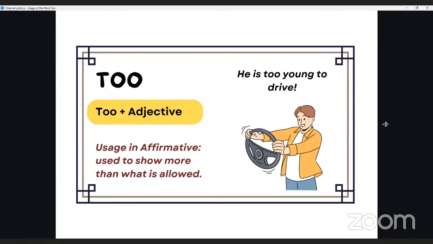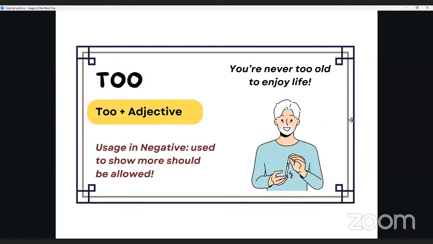So when we place a too before the adjective, we're increasing, estamos incrementando, estamos haciendo más grande ese adjetivo. He's not only young, no solamente es joven para manejar, es muy joven para manejar. We're increasing that adjective. We're giving it a bit more emphasis. We're increasing the amount of what the adjective is describing. So that's the too with an adjective, and let's see the usage in negative. Finally, to finish this one, Andy, could you help me with this?